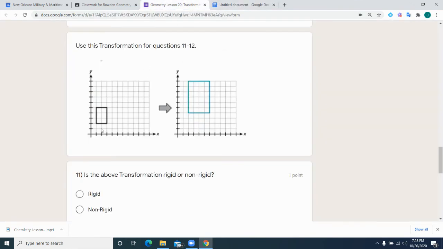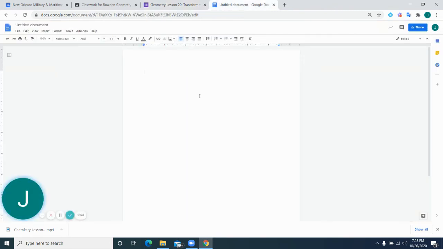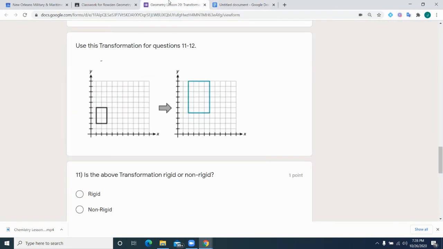So look at this. Bottom left was at 1, 2. I'm just going to write this down if this thing will let me write. We went from 1, comma 2, and we turned it into 2, comma 4. All right. So that's the bottom left corner.